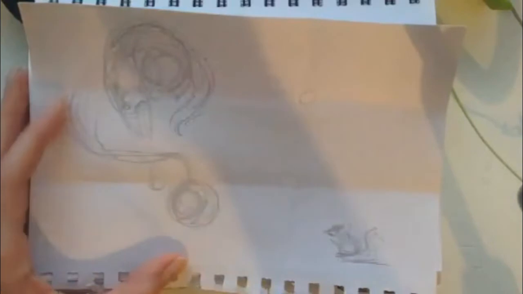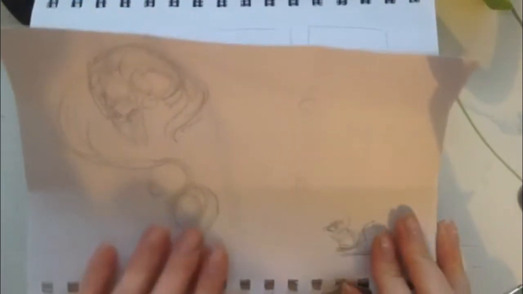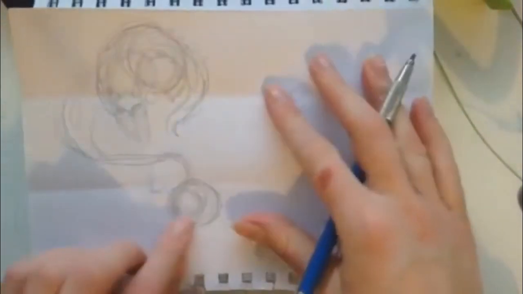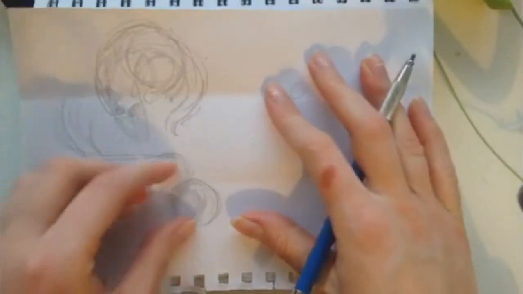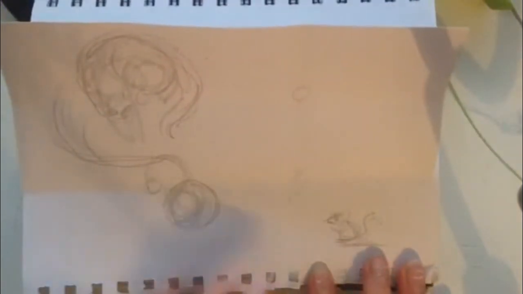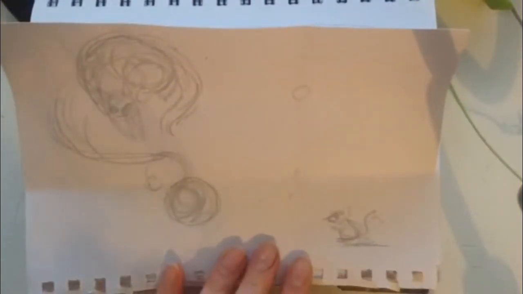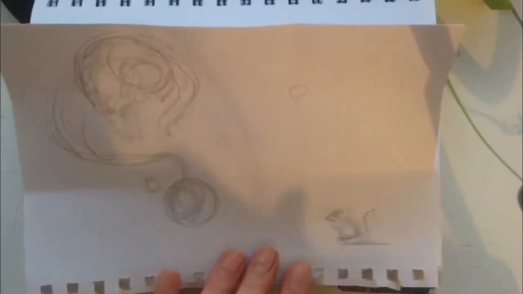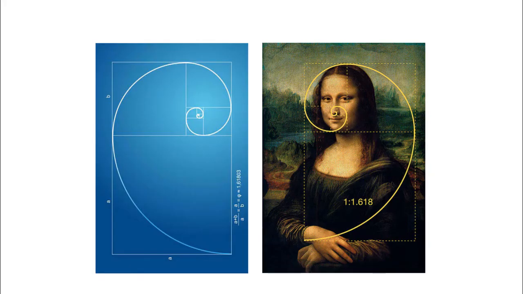There we go. So the mouse is roughly a third smaller than the yarn ball. And the yarn ball, roughly a third smaller than the cat, although the cat could still be bigger. And the mouse could still be smaller, and I could still push that a bit. And that is kind of getting on to the golden ratio. The golden ratio is 1 to 1.618.